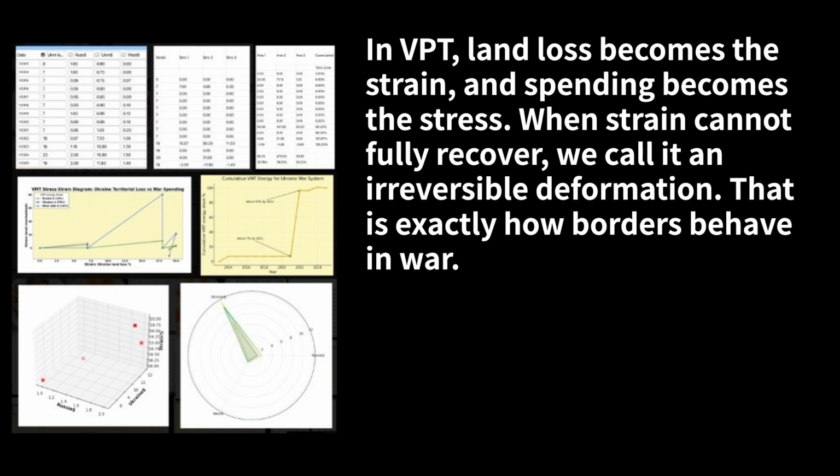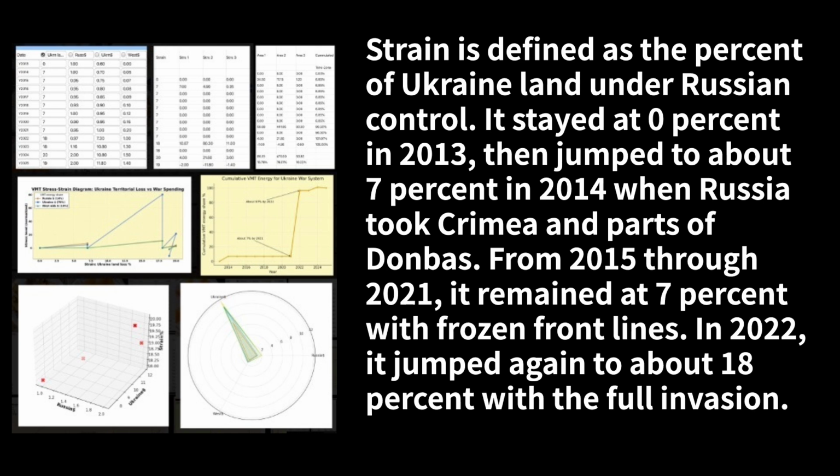In VPT, land loss becomes the strain, and spending becomes the stress. When strain cannot fully recover, we call it an irreversible deformation. That is exactly how borders behave in war. Strain is defined as the percent of Ukraine land under Russian control.